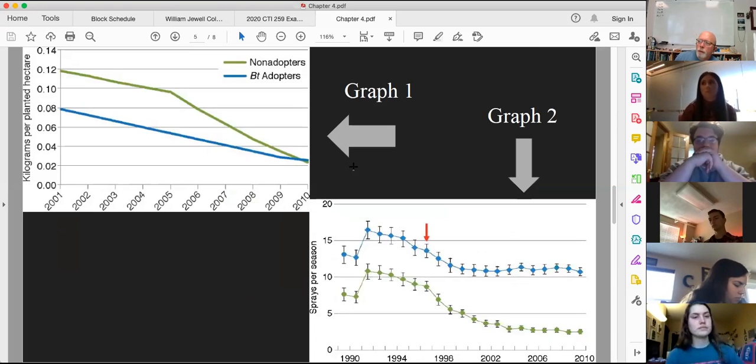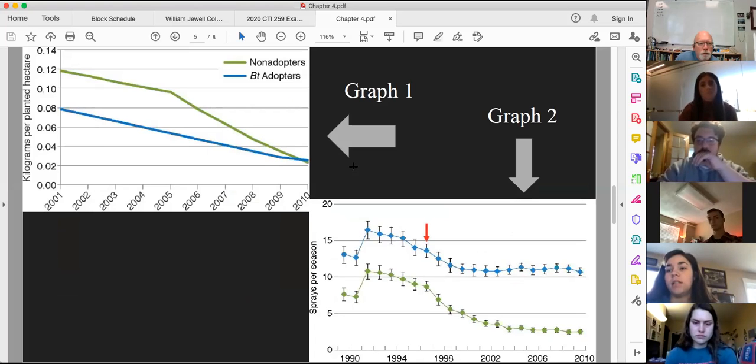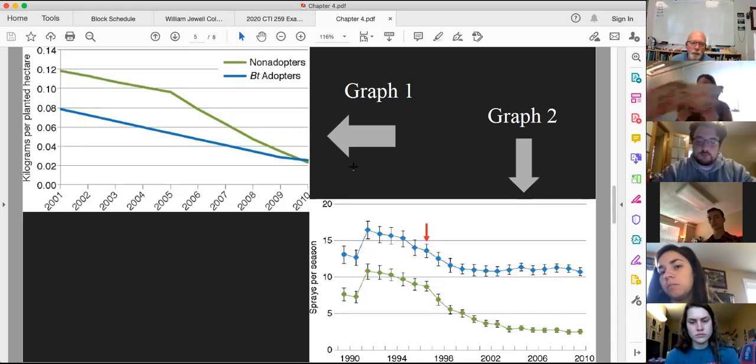I was intrigued by, and I think Mackenzie, you were talking about these two graphs. Yes. So graph one. I get why BT adopters would experience a decrease in the amount of pesticides that they're applying on their fields, but why did BT non-adopters also experience a decline in pesticides that they applied to their fields?